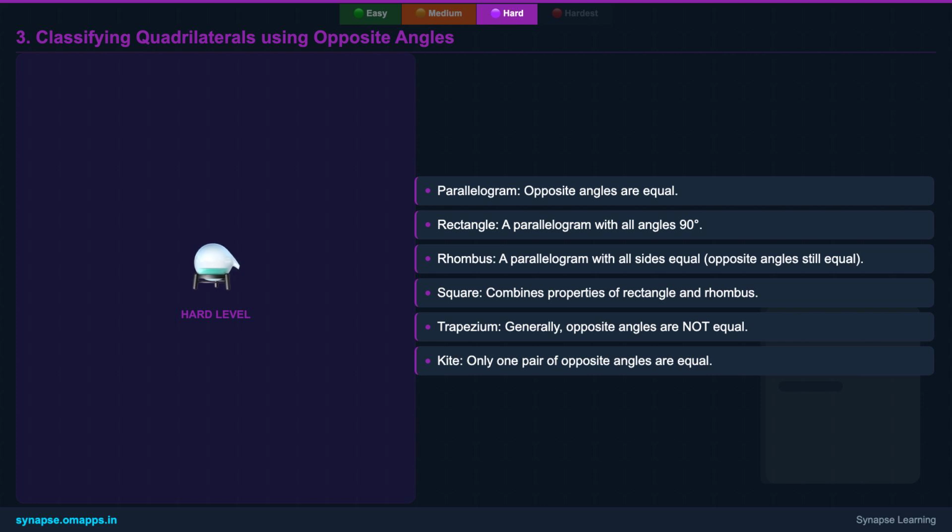opposite angles. A kite, with 2 pairs of equal adjacent sides, only has one pair of opposite angles that are equal. Understanding the opposite angles rule helps us precisely define and differentiate these shapes.